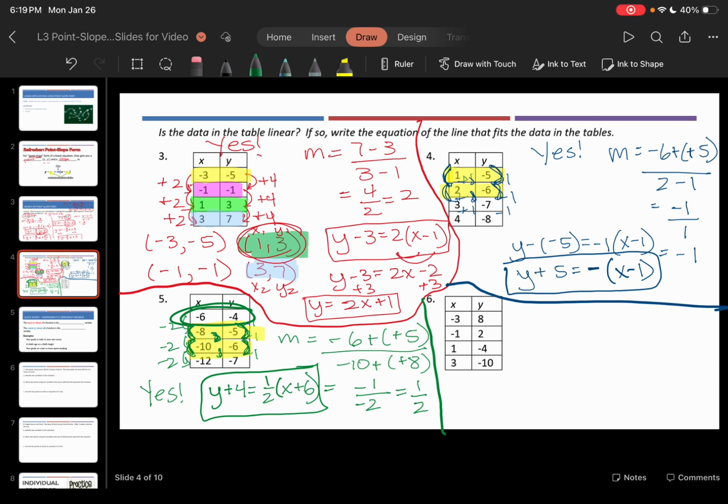So if you had picked one of the other points, like the second point, your equation would have been y plus 5 equals 1/2 times x plus 8. If you pick the third one, y plus 6 equals 1/2 times x plus 10. And if you pick the last one, y plus 7 equals 1/2 times x plus 12. So any of those is fine.